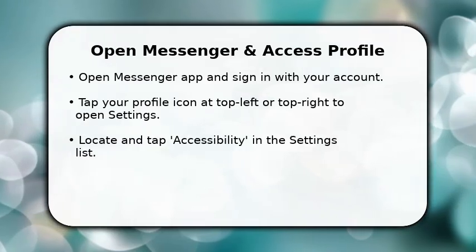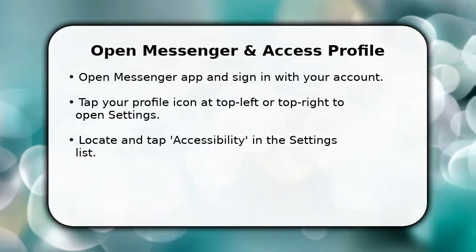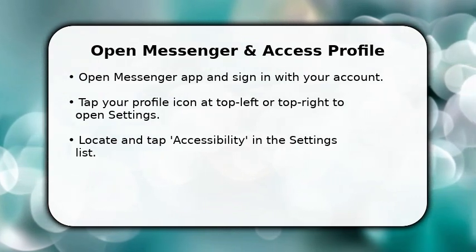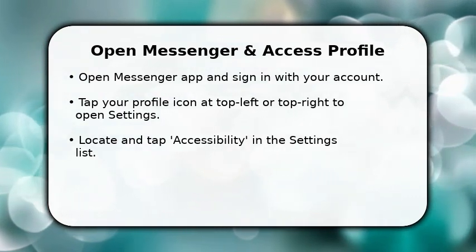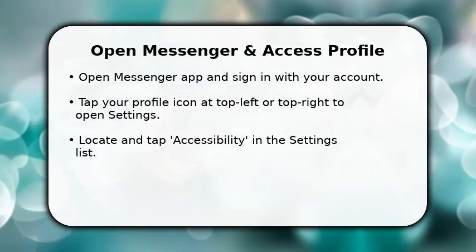You start by opening Messenger and signing in. This gives you access to your personal settings. Once in, tap your profile icon to open the settings menu. That's where feature controls live. Scroll the settings list until you see accessibility, then tap it to open.